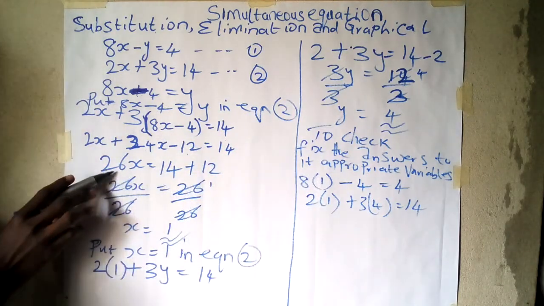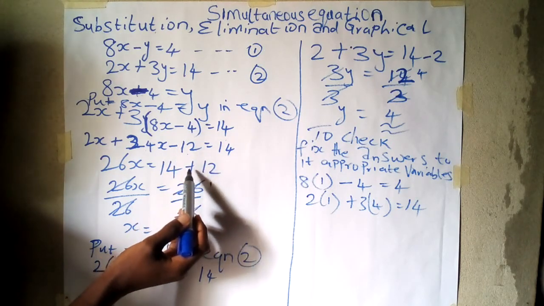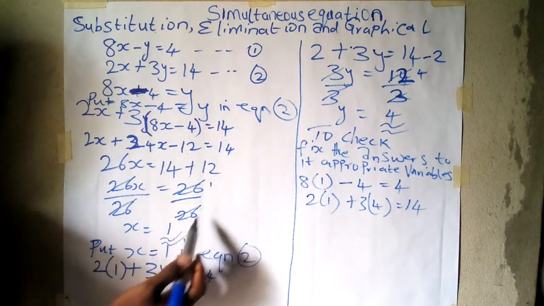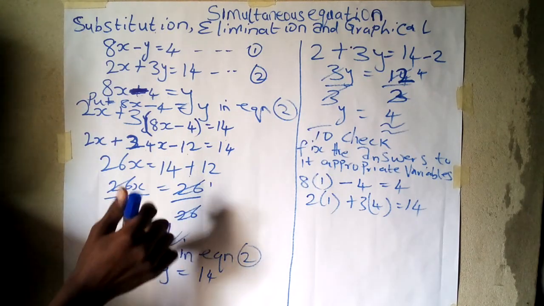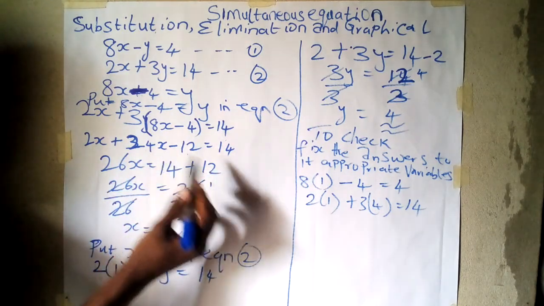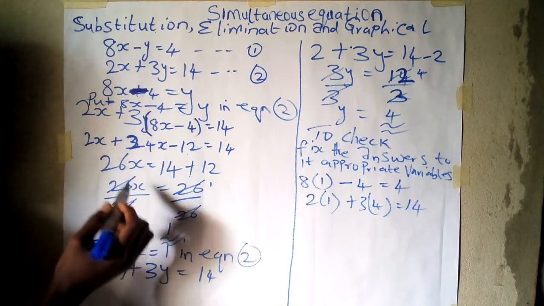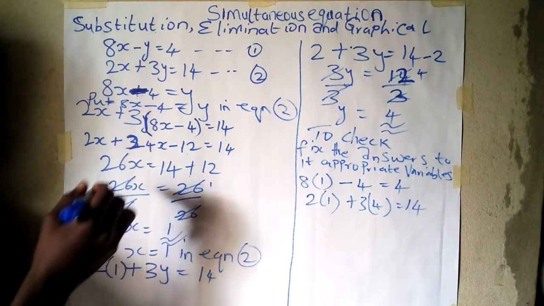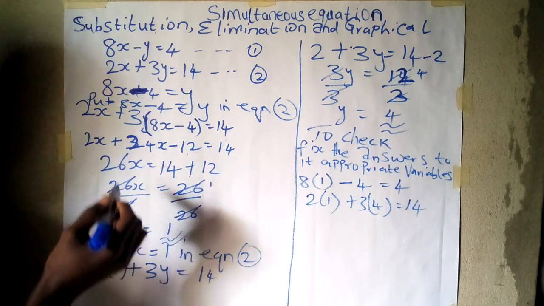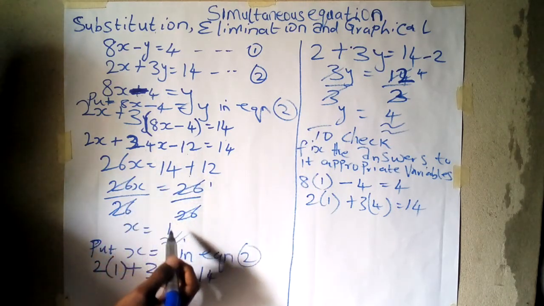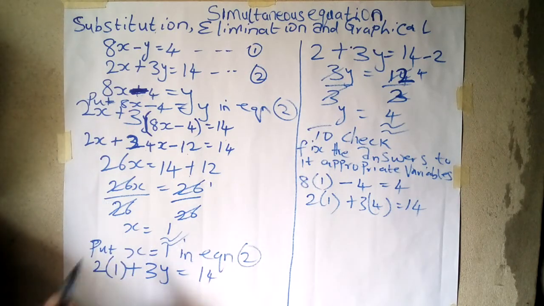And then we can now say 26x is equal to 14 plus 12. Remember, minus 12 crosses the equality sign and it becomes positive. And we can now say 26x is equal to 14 plus 12, which is equal to 26. So now you can make x the subject of the formula by dividing 26x through by 26. And when you divide 26x through by 26, you are left with x is equal to 26 divided by 26. And therefore we can now say x is equal to 1.